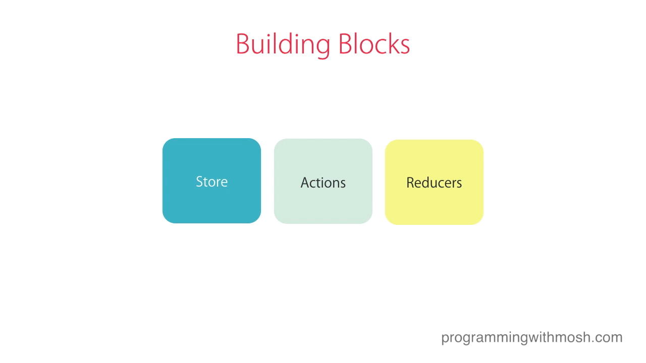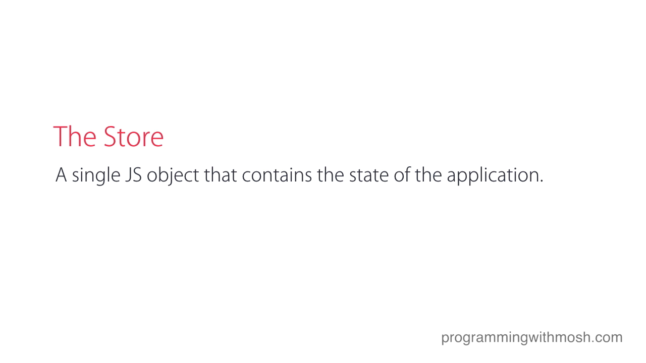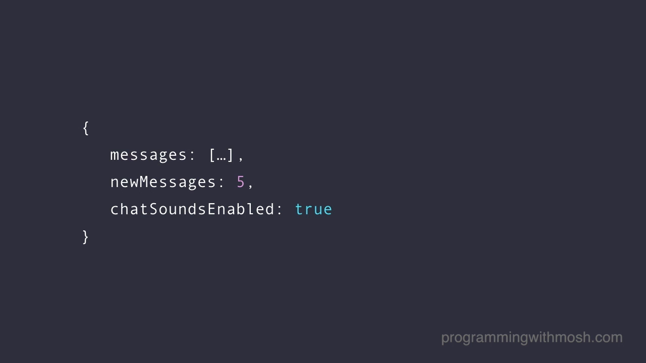In Redux, we have three pieces: the store, actions, and reducers. Let's explore these one by one. The store is a single JavaScript object that contains the state of the application. You can think of it as a local client-side database. So here we can have properties like the list of messages, the number of new messages to be displayed on the navigation bar, whether chat sounds are enabled, and so on.